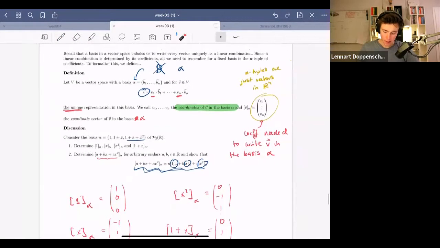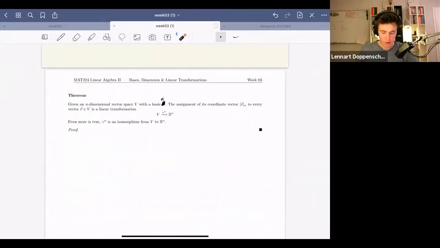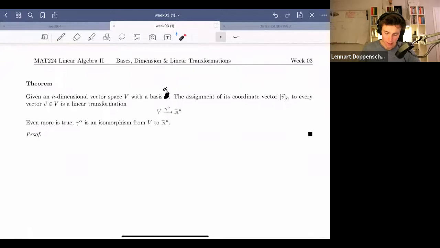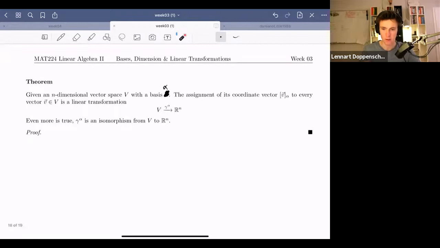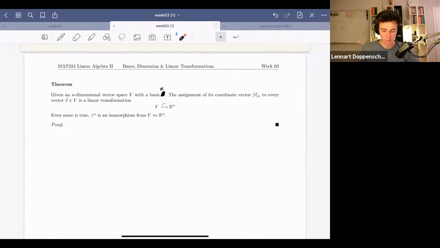So what I'm doing today is a direct continuation. It is this theorem, namely that if we choose a basis, this assignment for every vector to get an n-tuple is, well, it's a function. It looks like a function. It takes an input, gives an output, and so we're defining this as a transformation, denoting this gamma superscript alpha. And this theorem claims that this is actually a linear transformation.